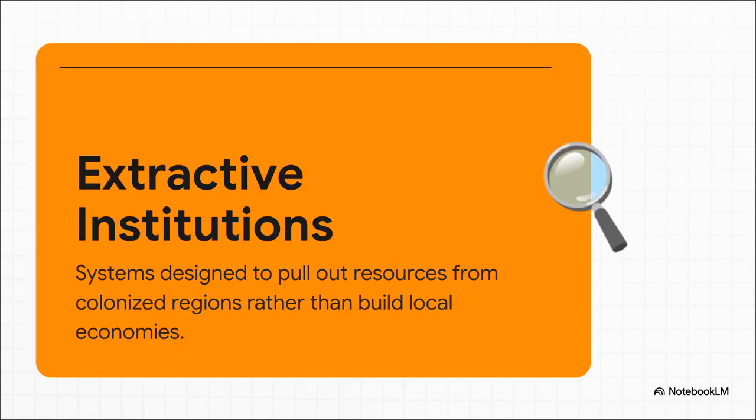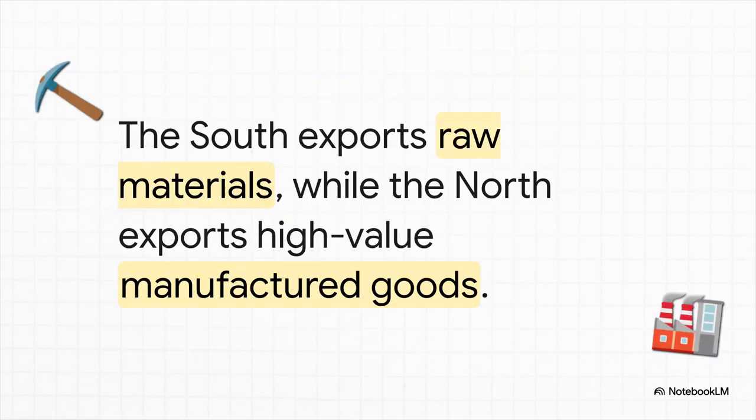And at the absolute heart of this were something called extractive institutions. It's a key term. Basically, these colonial economies were never, ever designed to build up prosperous local societies. Their one main job was to pull out natural resources and cheap labor and send all that wealth back home to the colonizing country. So what you ended up with was this global division of labor, a pattern that, honestly, is still very much with us today.